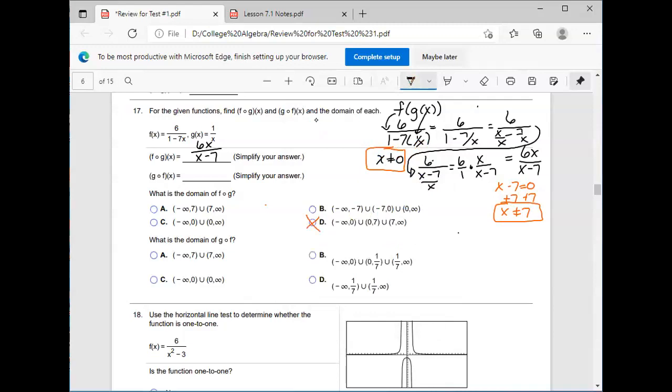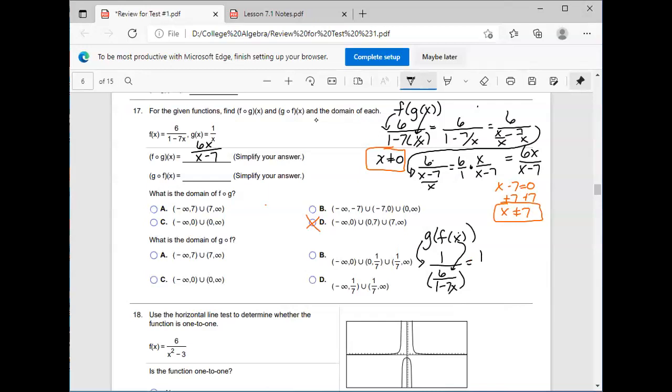The next one asks us to do g of f of x. So the first thing I would do is write down g, and g is 1 over x. So I'm going to write down 1, and I'm going to leave a big blank for x, because inside that big blank is supposed to be what f of x is. And f of x is 6 over 1 minus 7x. This one's not that bad.